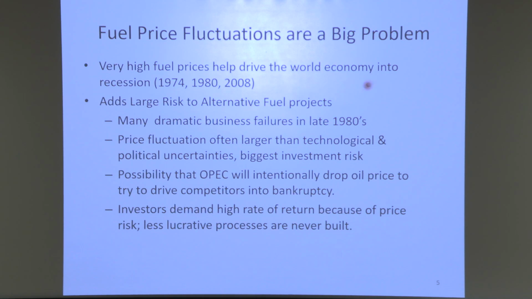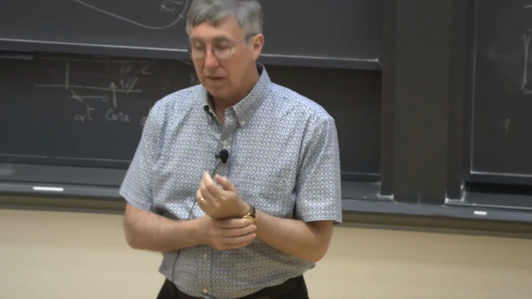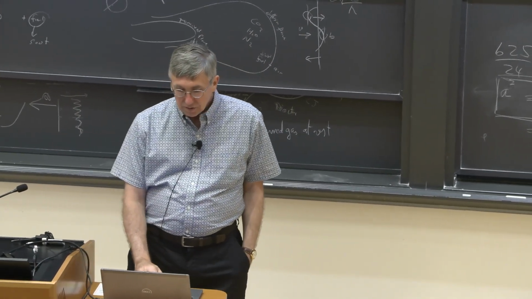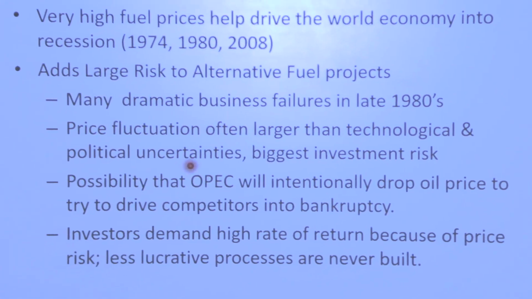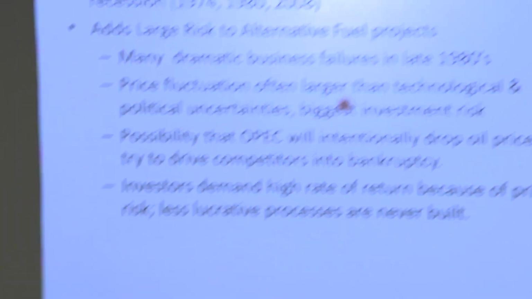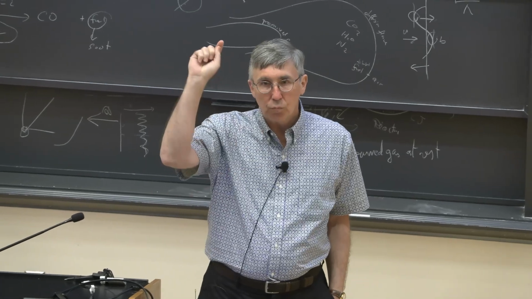So it's a problem for the economy if the oil price gets high, but it's actually a problem for alternative fuel production if the price gets too low. If the oil price gets low, then it undercuts all the other alternatives, and it can wipe them out. The price fluctuations are often larger than the technological or political uncertainties. And so this is the biggest investment risk when you're trying to decide whether to invest in an alternative fuel: how confident you are that you can predict the future price.